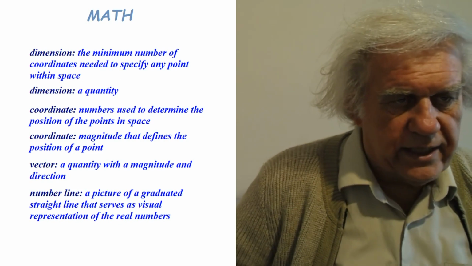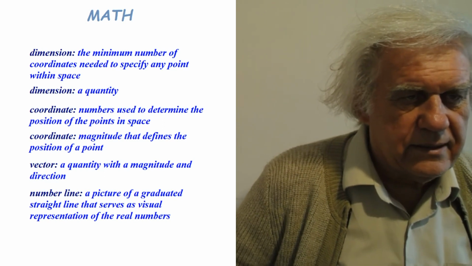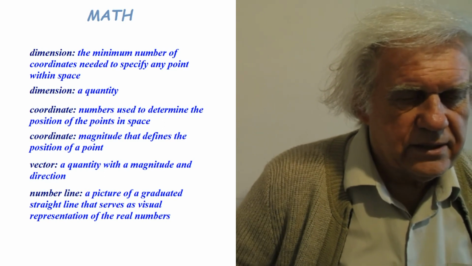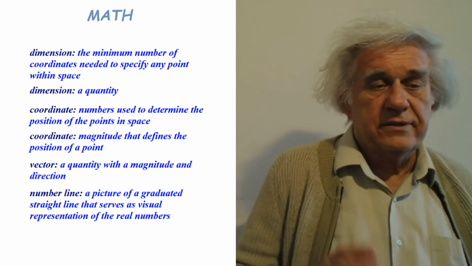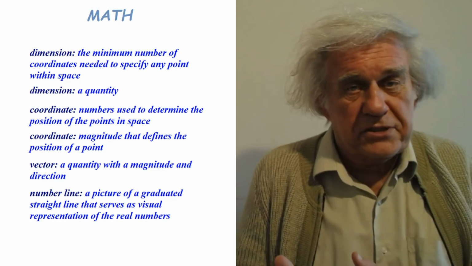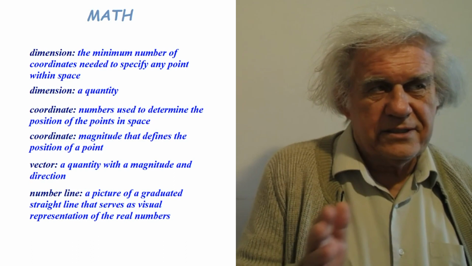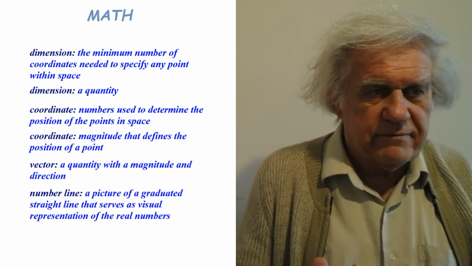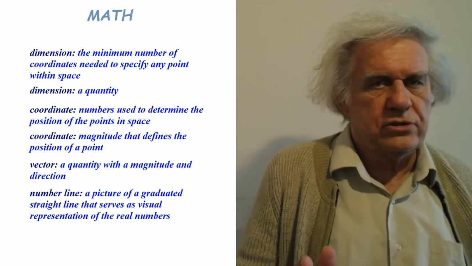Vector is a quantity, meaning a number with a magnitude. Meaning, again, they're talking about numbers, and they say direction. The problem with direction is that direction belongs to physics, number belongs to math. Never the twain shall meet. One is quantitative, the other one is qualitative.